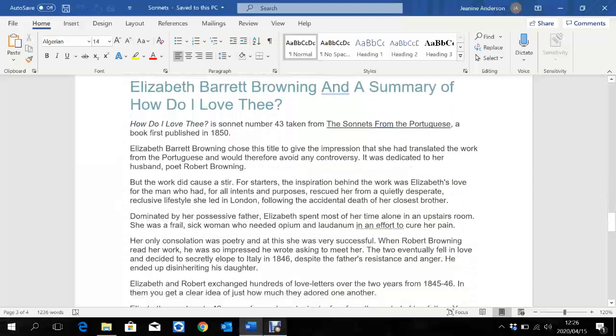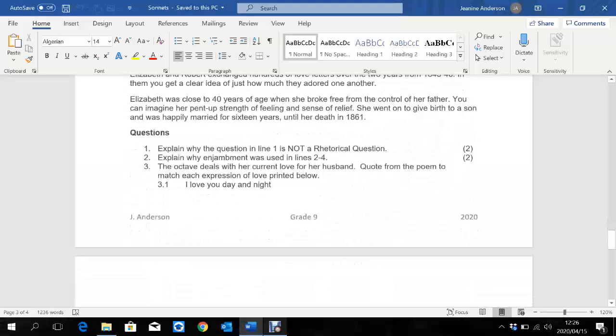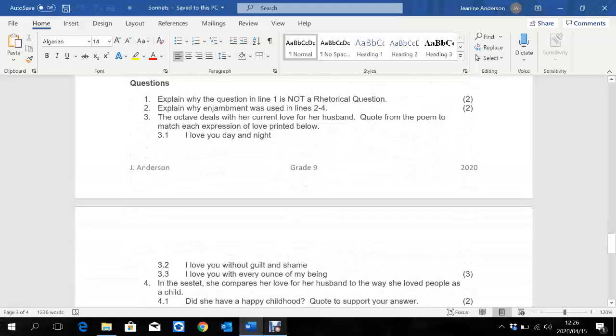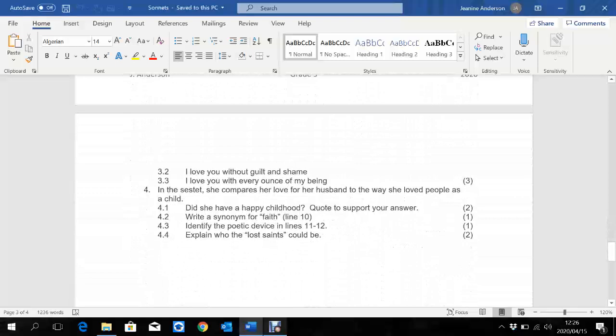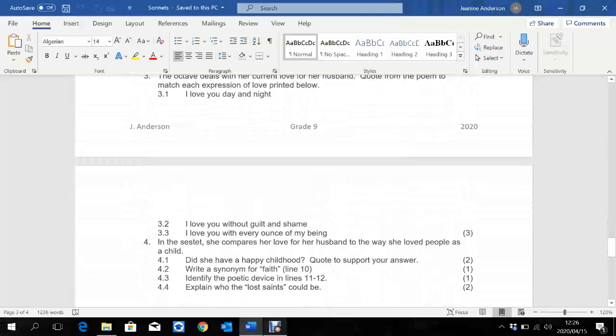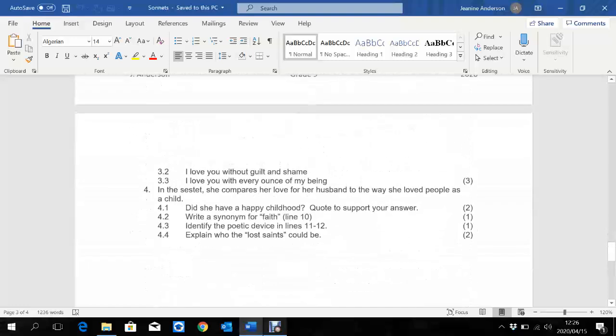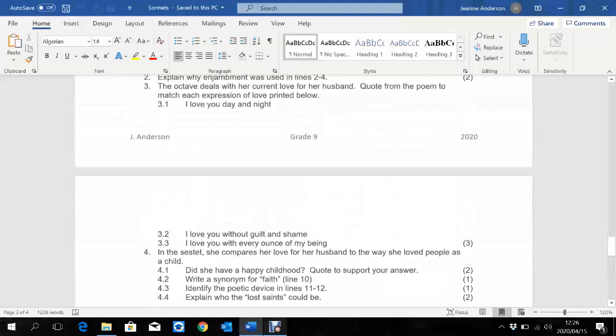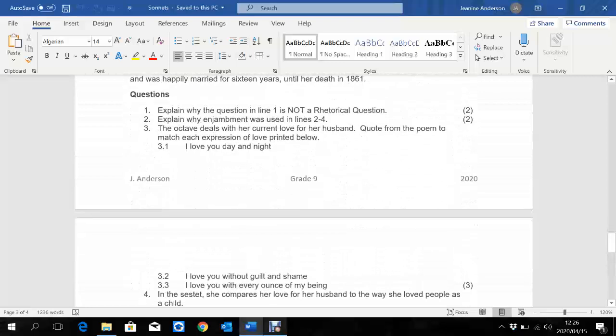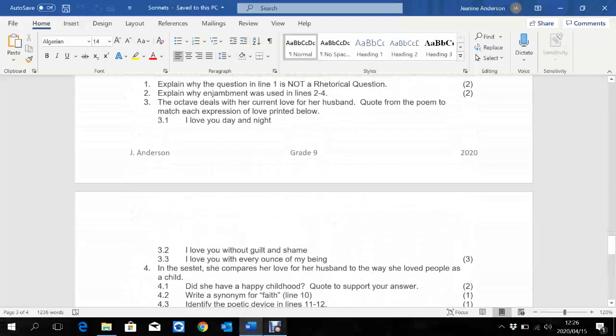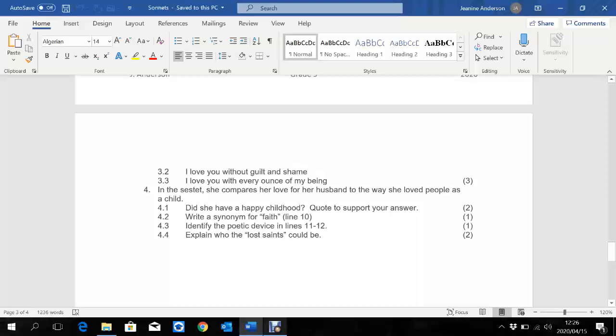Okay, so for the grade 9s, there is an explanation you can read on your own, and then there are the questions going up to 4.4. Please answer those questions in your books. Again, write down any questions that you might have if you don't understand something, for your teacher to help you with when you come back to school. Yeah, good luck and goodbye.